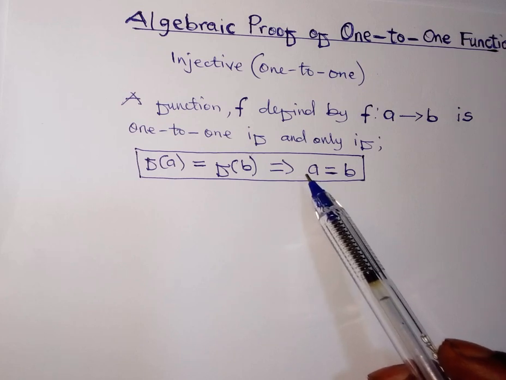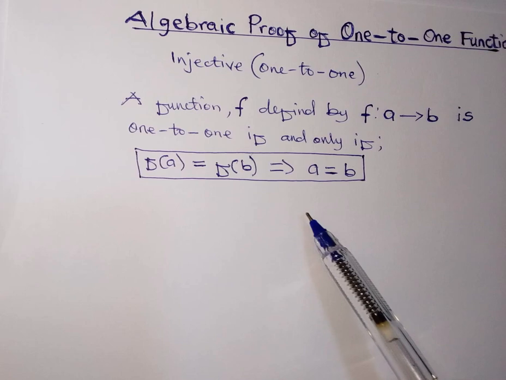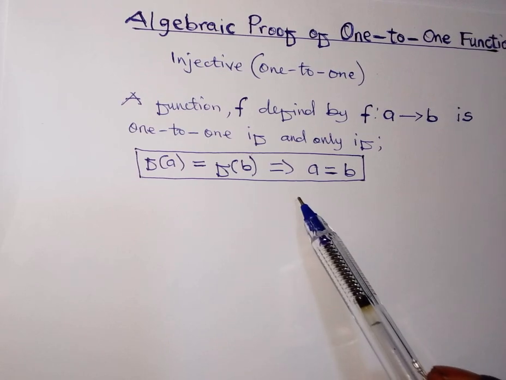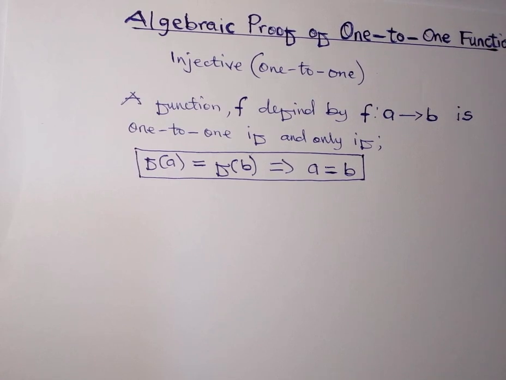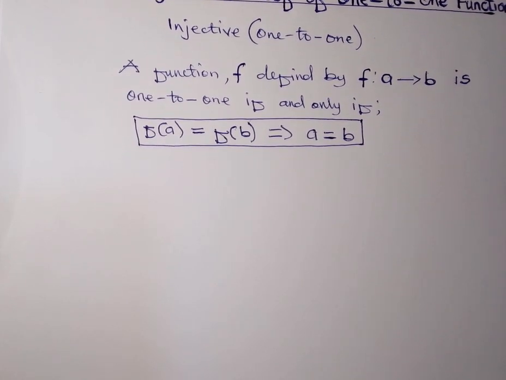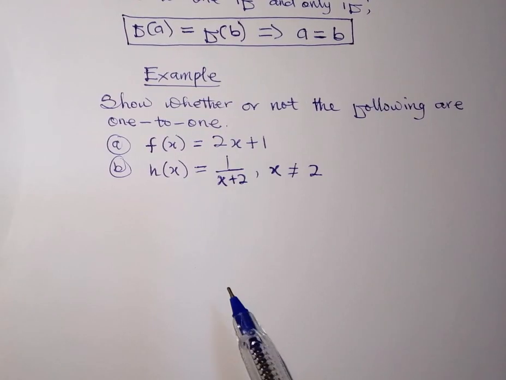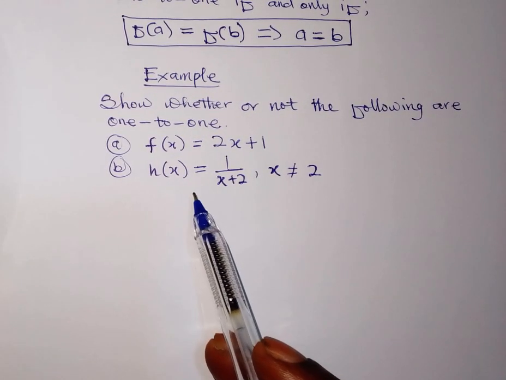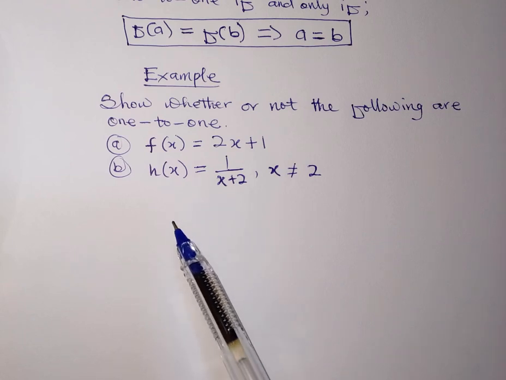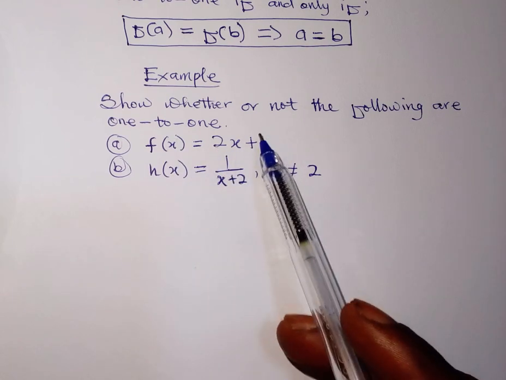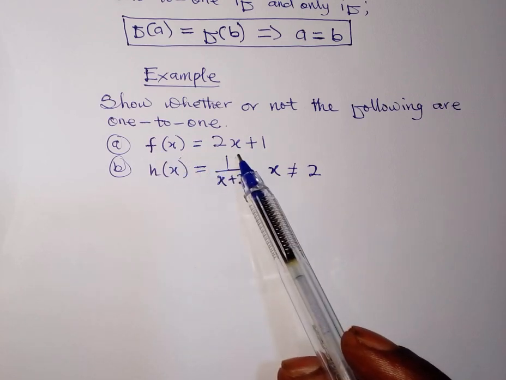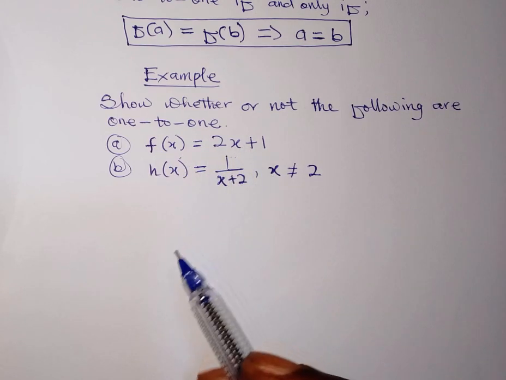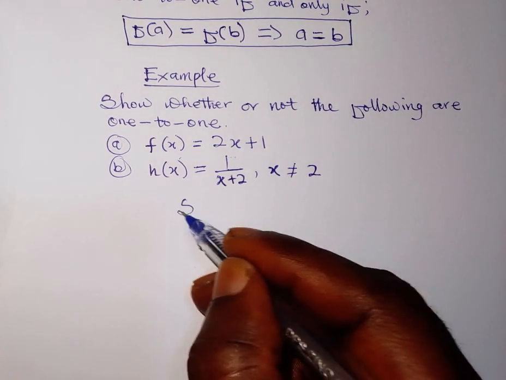We shall not waste much time. Now let's solve some examples so that we see how it is done. All right, let's take our first example. Let's look at these two examples. We are to show whether or not the following are one-to-one algebraically. So let's begin with our solution.